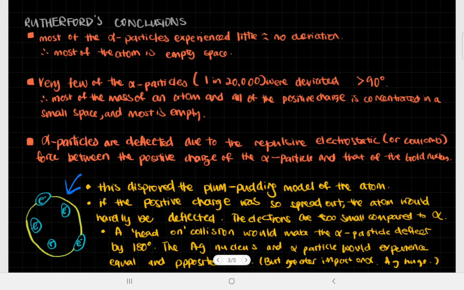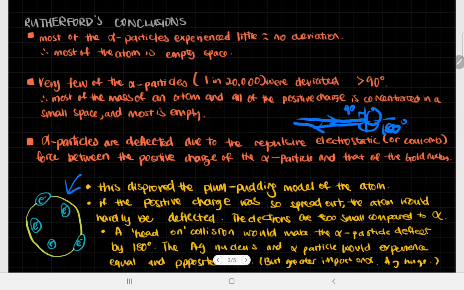A head-on collision means they hit the atoms perpendicularly. So if this was the nucleus, they would hit it at an angle of 90 degrees. So it's just straight on. This will mean that they will have a deflection of 180, so they would just completely go back like that. And that is a deflection from its usual path of 180 degrees.